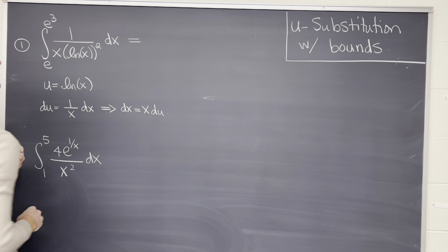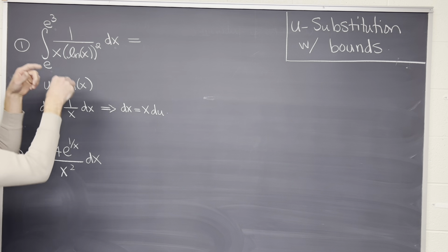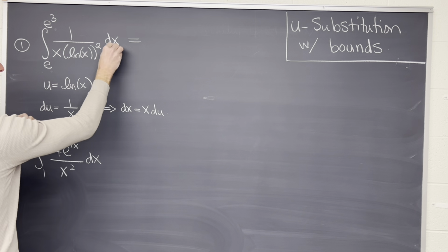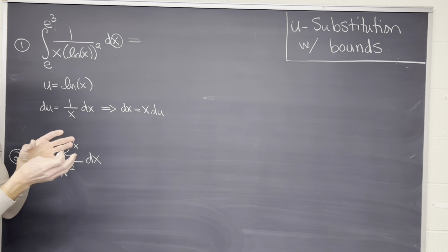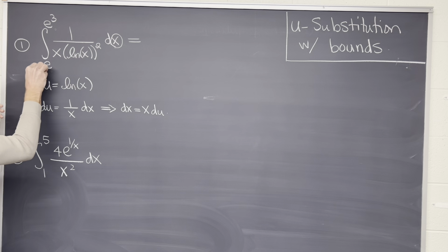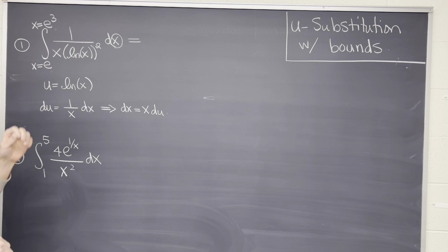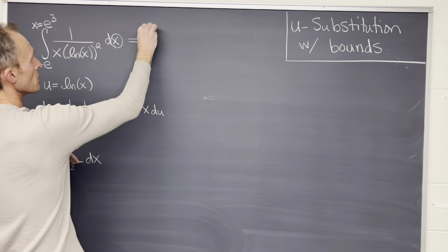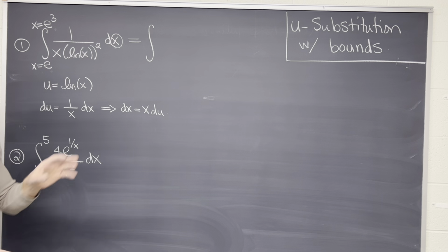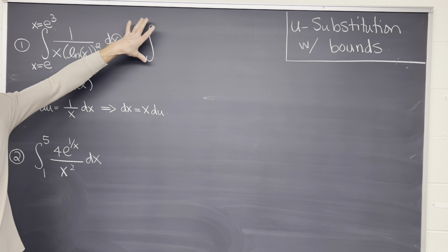So this is equal to, these bounds on this side from e to e cubed are in terms of what variable? They are in terms of the variable x. So really, if you want to be very precise, you could say this is x equals e up to x equals e cubed. If I'm going to write an integral over here, which is a definite integral, and the bounds are going to be in terms of u, then these bounds had better be in terms of u, okay?